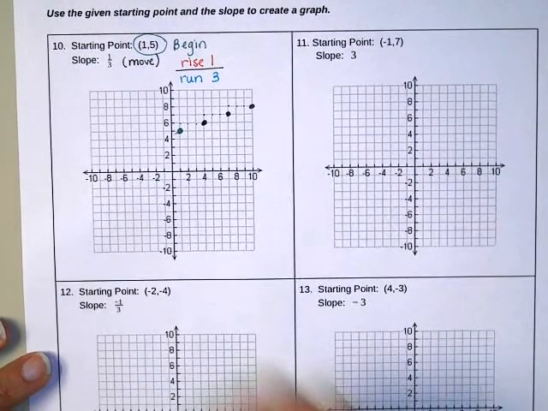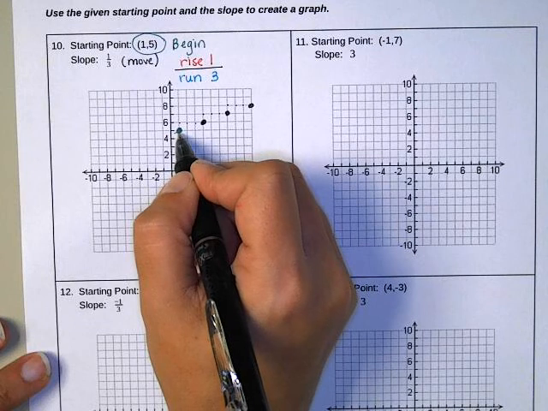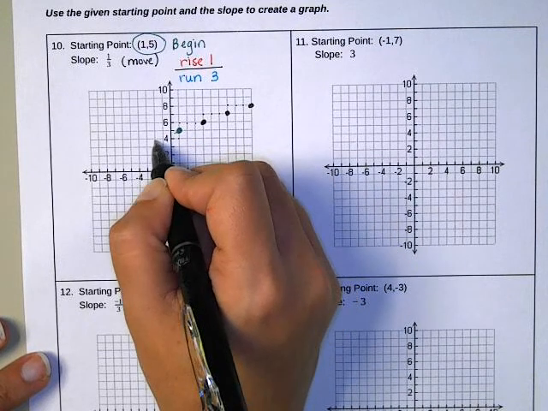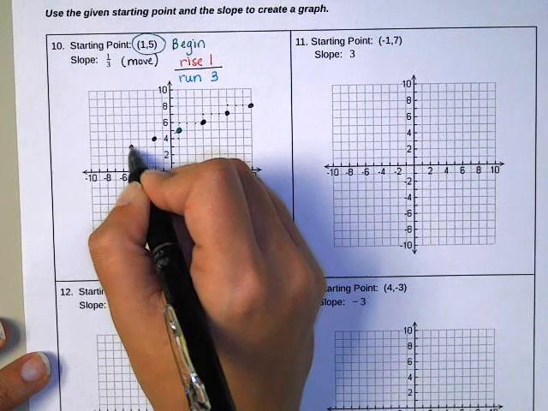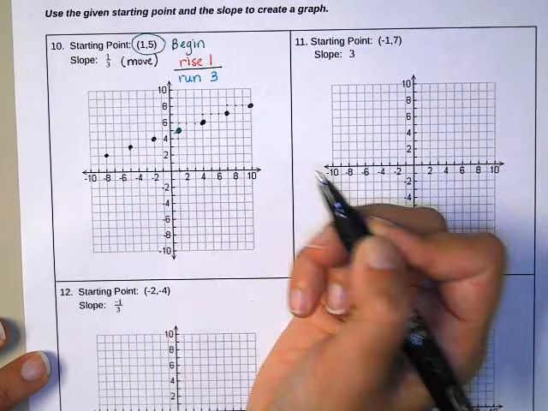I could also repeat this pattern by going backwards. I'm just going to reverse. So instead of going up, I'm going to go down. Instead of going right, I'm going to go left. So down 1, left 3, down 1, left 3, down 1, left 3.